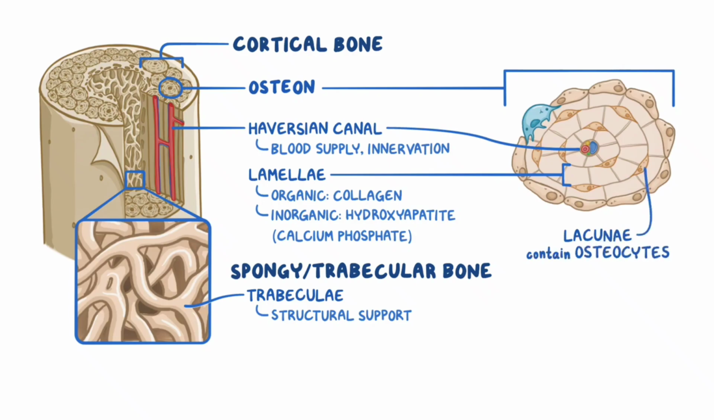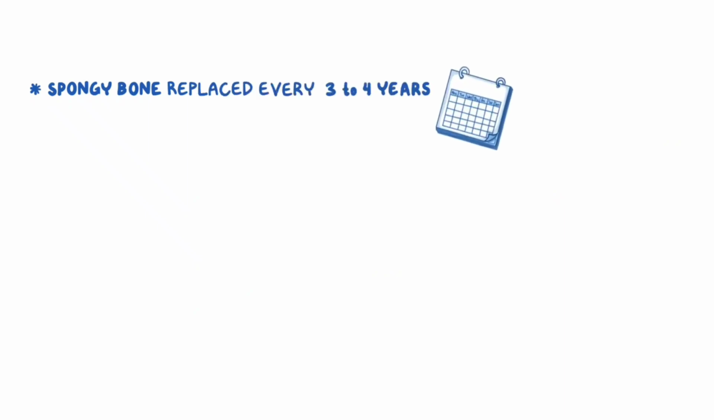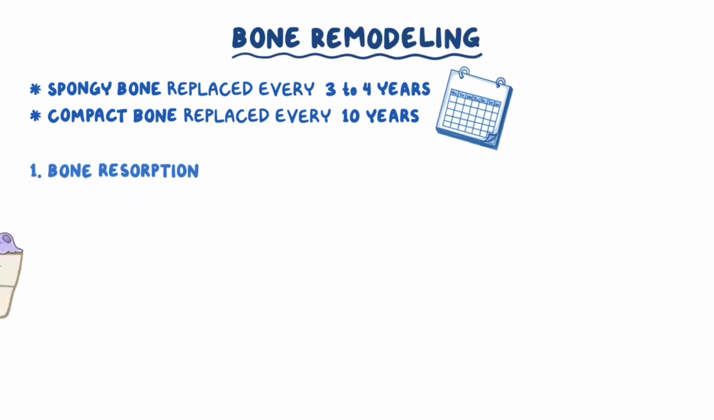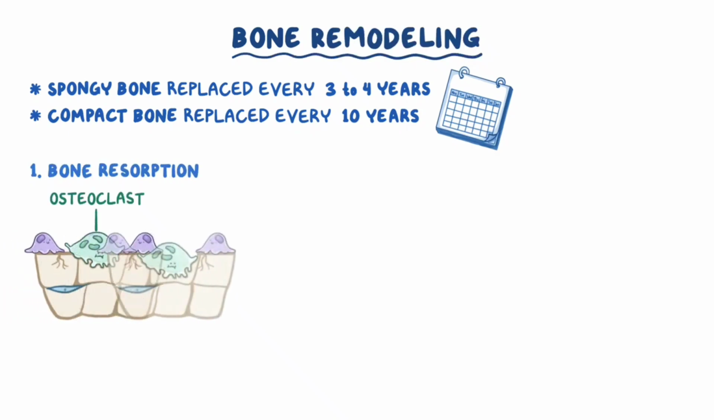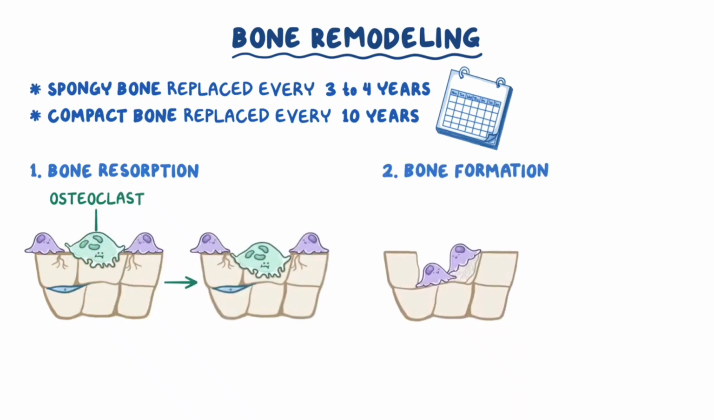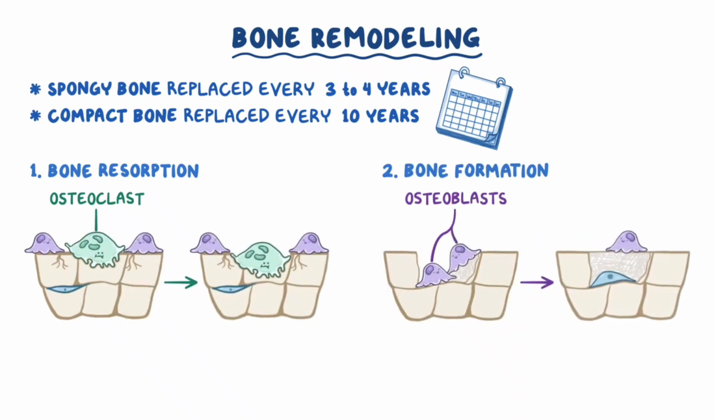At first glance, bone may appear inert and unchanging, but it's actually a very dynamic tissue. In fact, spongy bone is replaced every 3 to 4 years, and compact bone is replaced every 10 years, in a process called bone remodeling, which has 2 steps. Bone resorption, when specialized cells called osteoclasts break down bone, and bone formation, which is when another type of cells called osteoblasts form new bone.